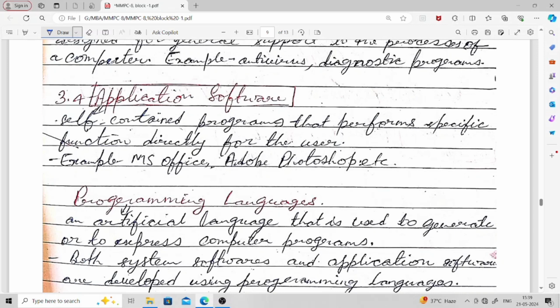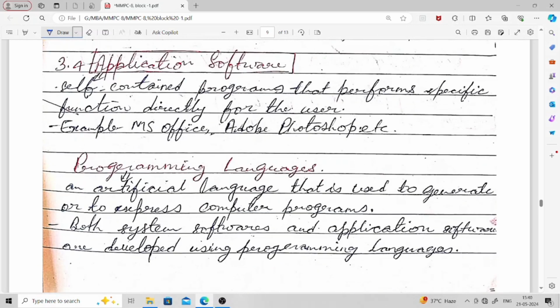Just like for example, MS Office. MS Office is application software which is used for different word processing activities or data processing activities. Adobe Photoshop is also a kind of application software. Application software is generally used on top of the operating system, or on top of system software.